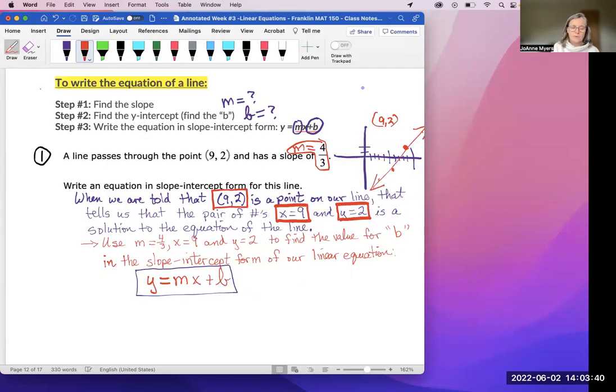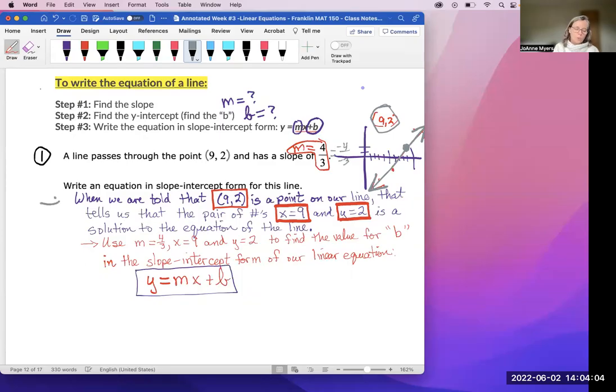We're being asked to find the line that goes through this point, 9, 2, and has a steepness of 4/3. That means go up 4 blocks for every 3 you go to the right, down 4 blocks for every 3 you go to the left, because that's the same as -4 divided by -3.